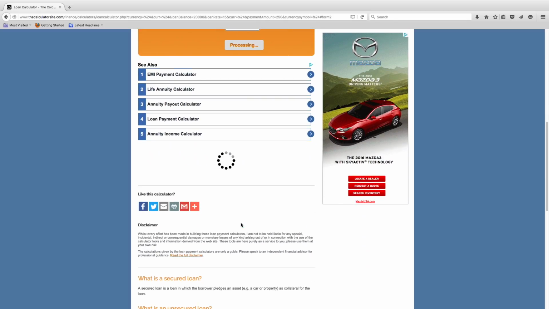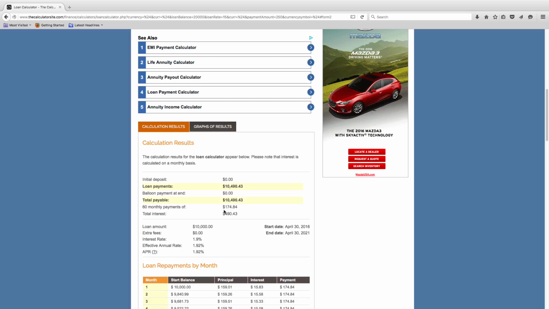All right, it says you have a monthly payment of $174.84. You are going to pay a total interest of $490.43, which brings you to a total loan amount after 5 years of $10,490.43. Not too bad. That's pretty darn good, considering that you're paying a bank 5 years worth of loan payments and you're only going to end up paying them $490. Not too bad.